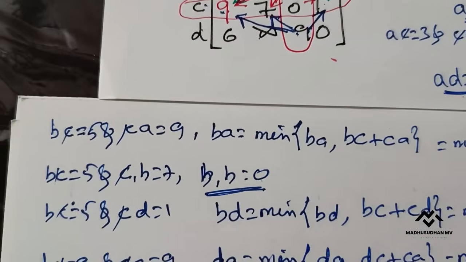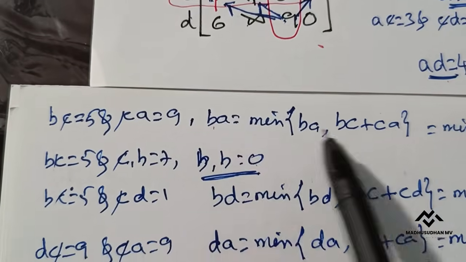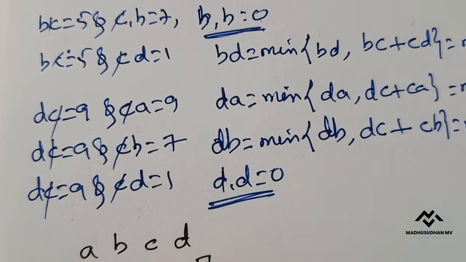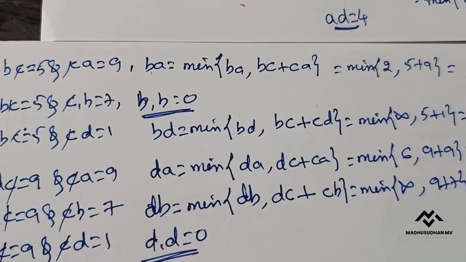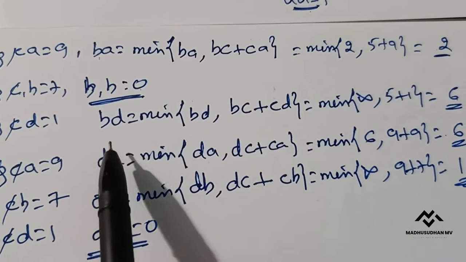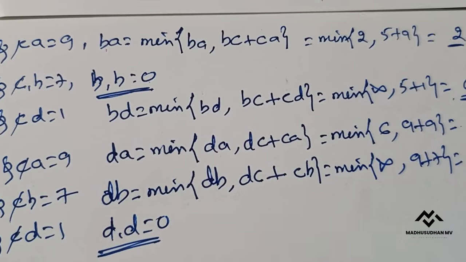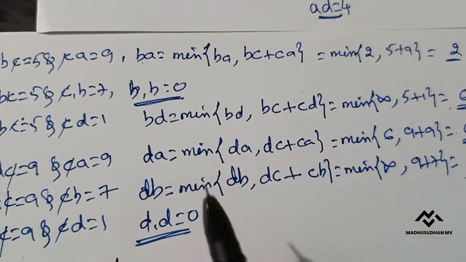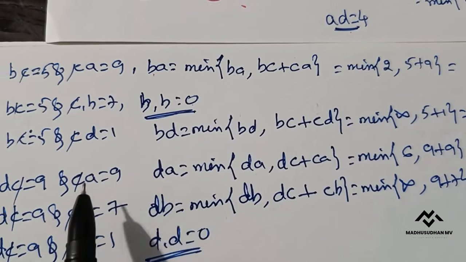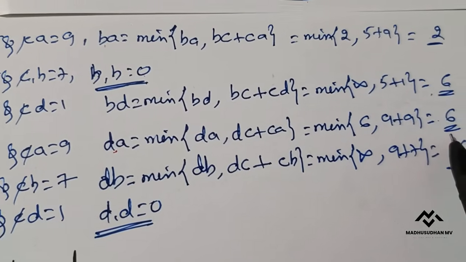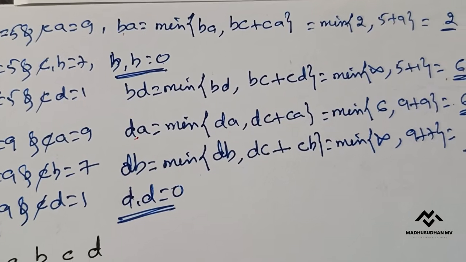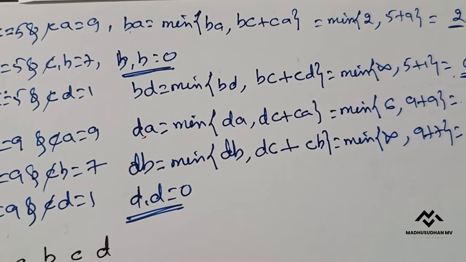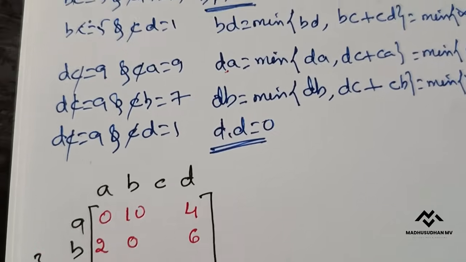So next, B. B to A is 2. This is also the previous value only. Then B to B is 0. Then B to D, what did I get? 6. B to D I got 6. Then D to A I got 6. Then D to B I got 16. Then D to D I got 0. Okay, these are the 9 values. See, 9 values I got.